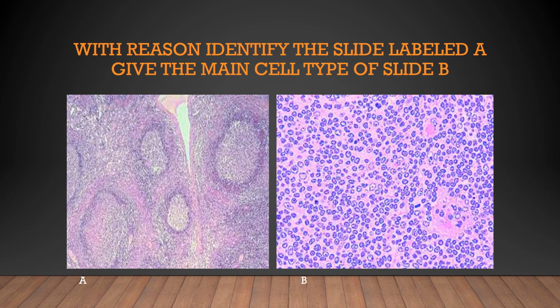So the slide marked A is that of a lymph node due to the presence of the subcapsular sinus and germinal centers. The slide marked B is that of the paracortical region. The main cell types in A will be B lymphocytes and macrophages. The main cell types in B are T lymphocytes.